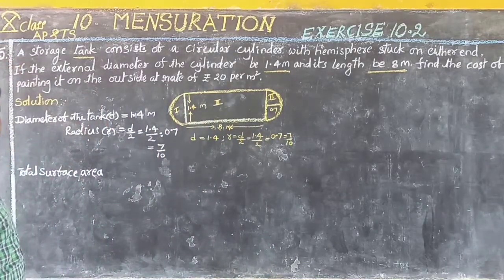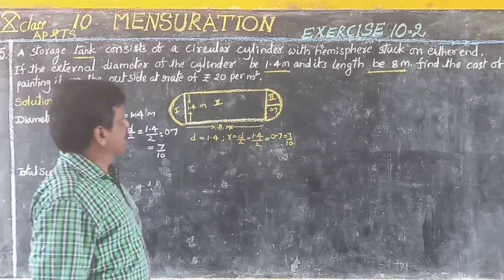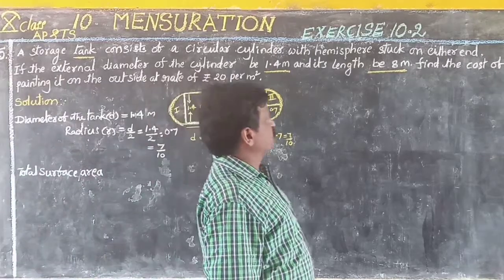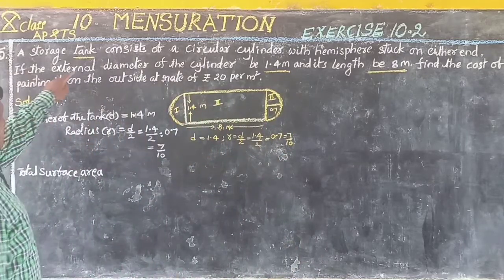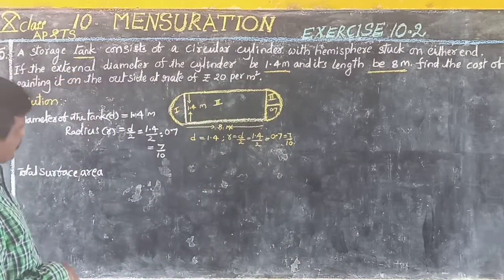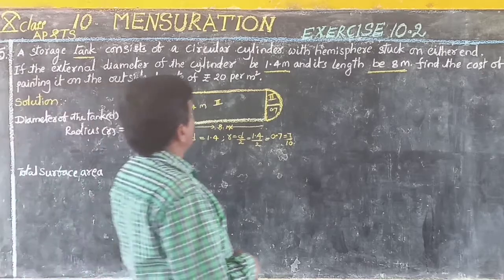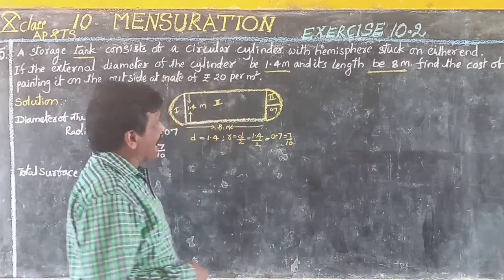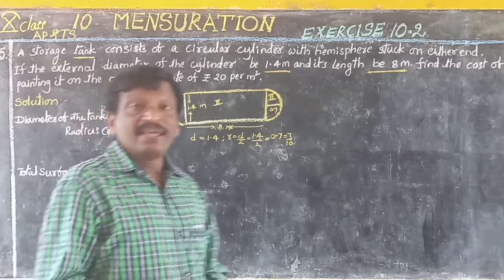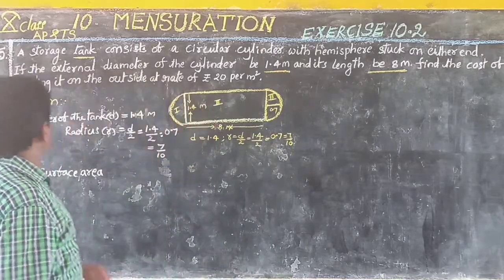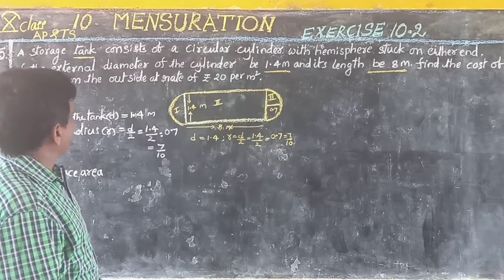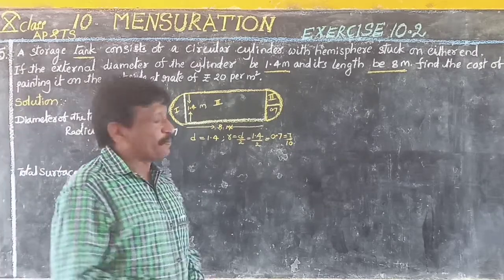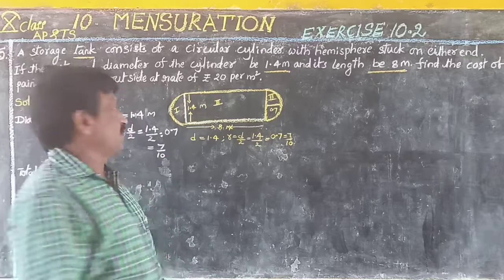A storage tank consists of a circular cylinder with hemisphere struck on either end. If the external diameter of the cylinder be 1.4 meter and its length be 8 meter, find the cost of painting it on the outside at a rate of 20 per meter square.